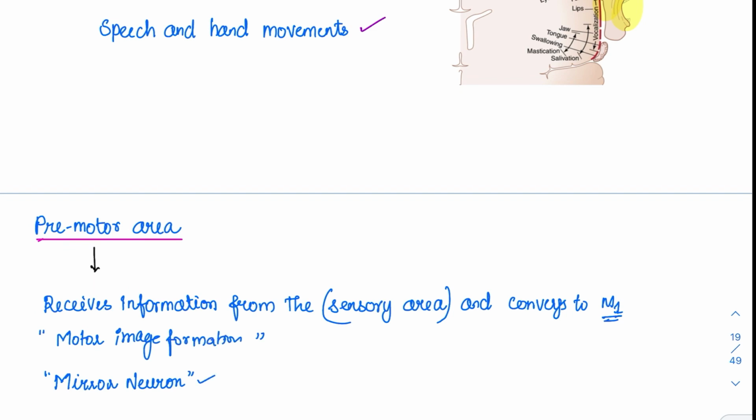Then they also have the mirror neurons. Mirror neurons are very, very important, because most of the skills that we develop, we sometimes see somebody else doing and follow that, repeat it and do it. This is one of the most important reasons human skills have developed: the mirror neurons.